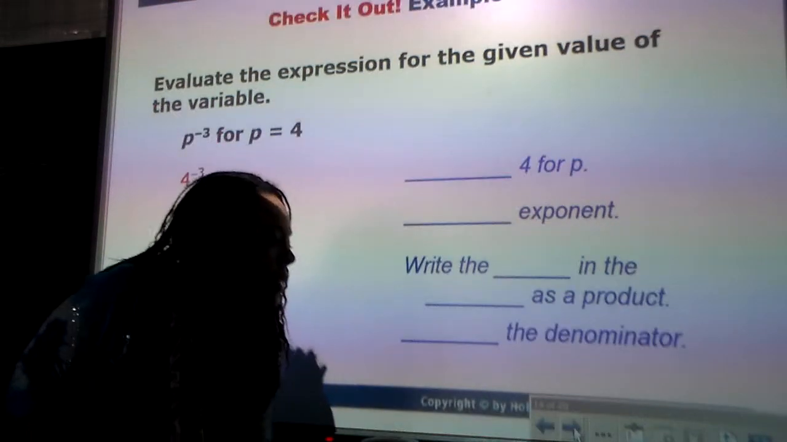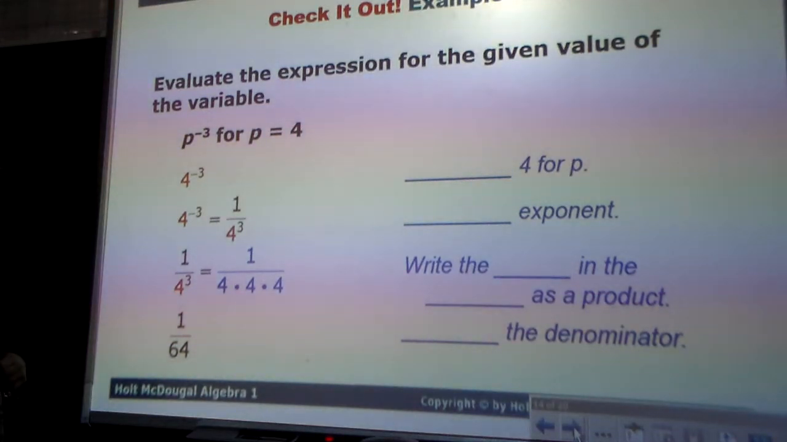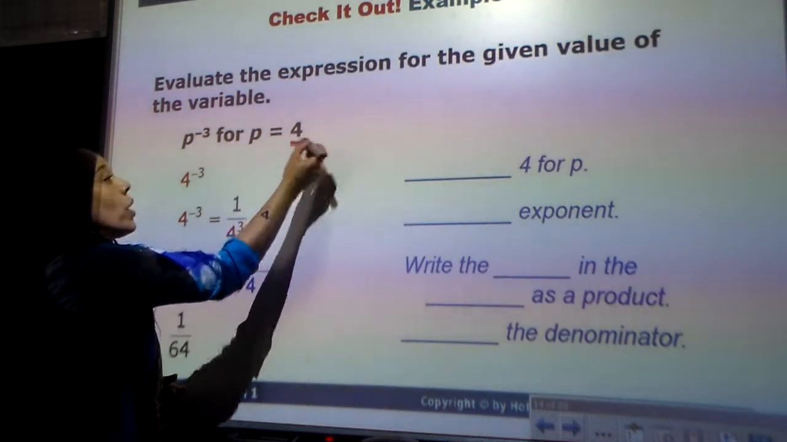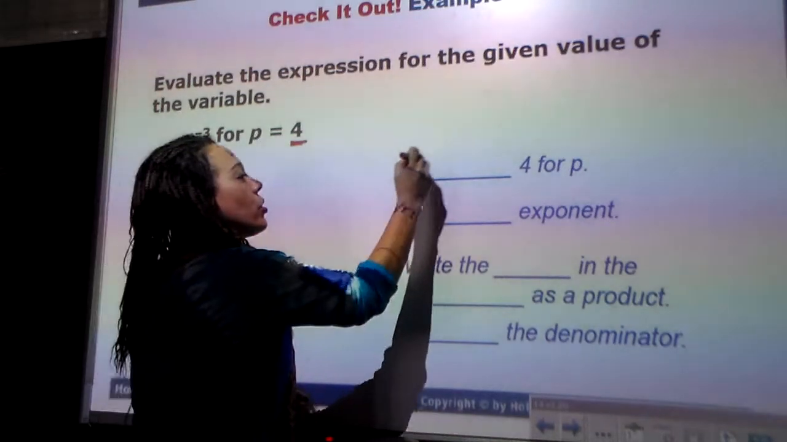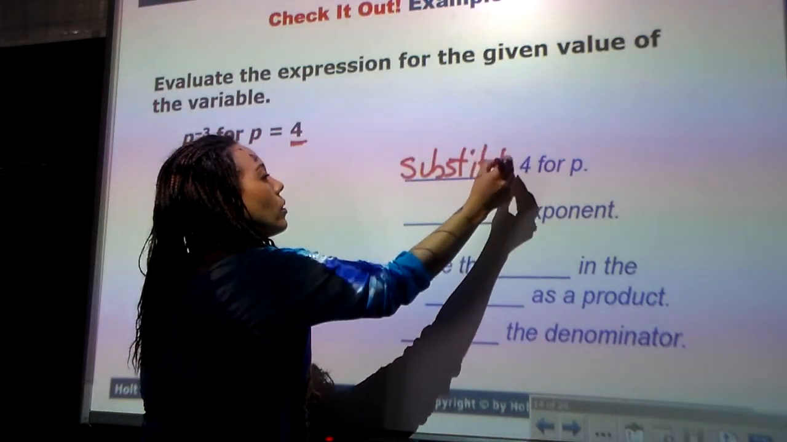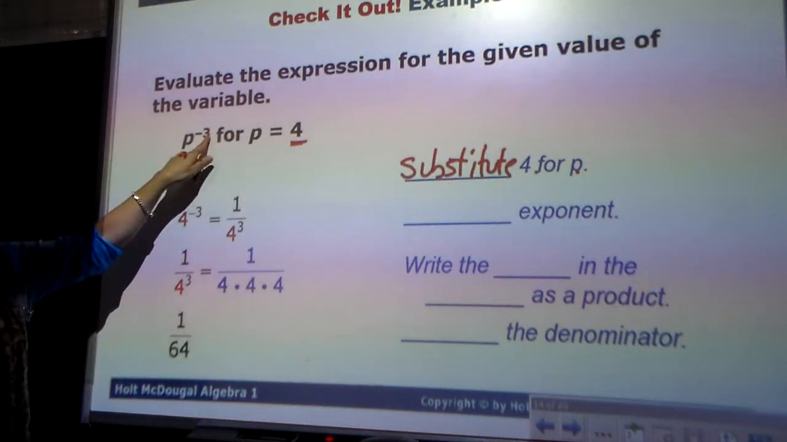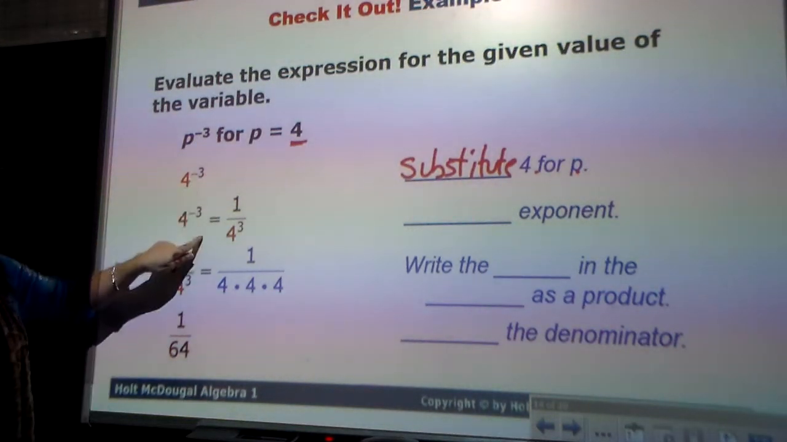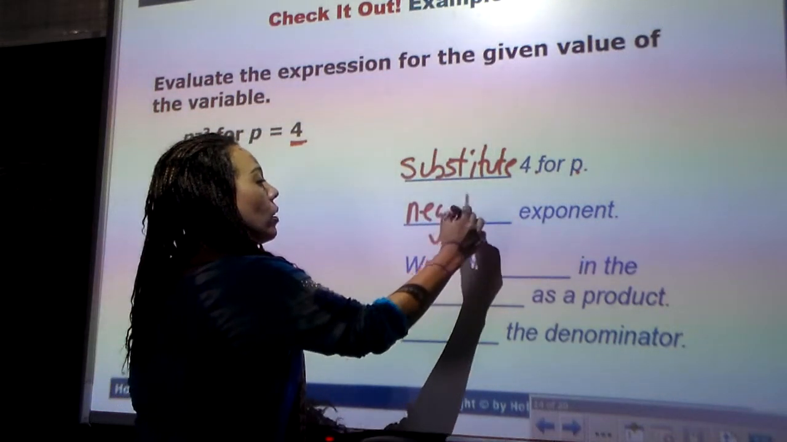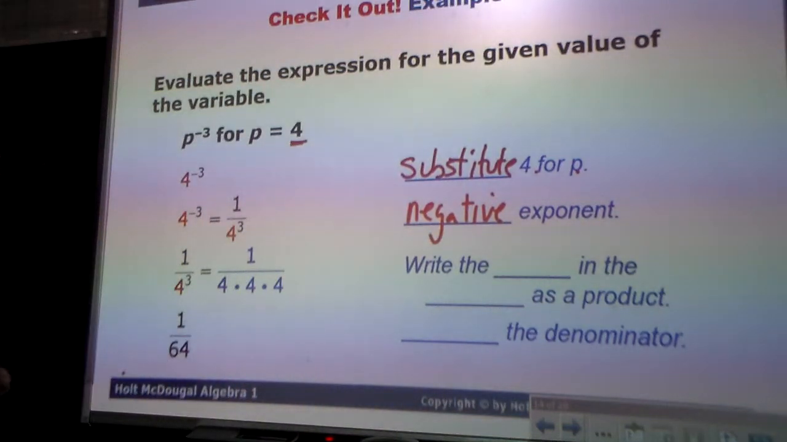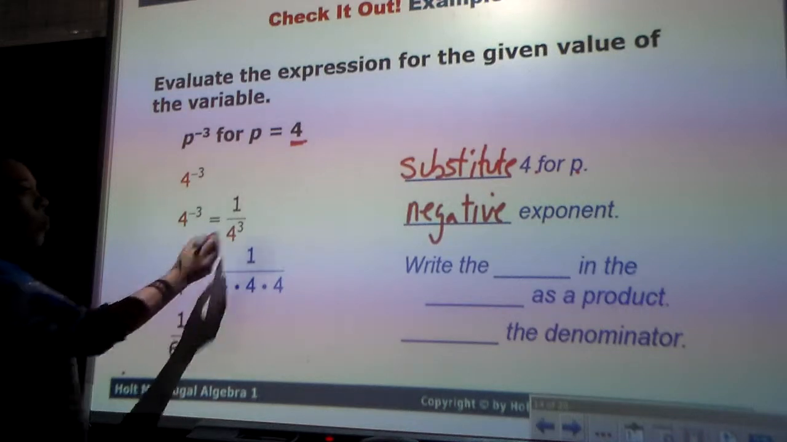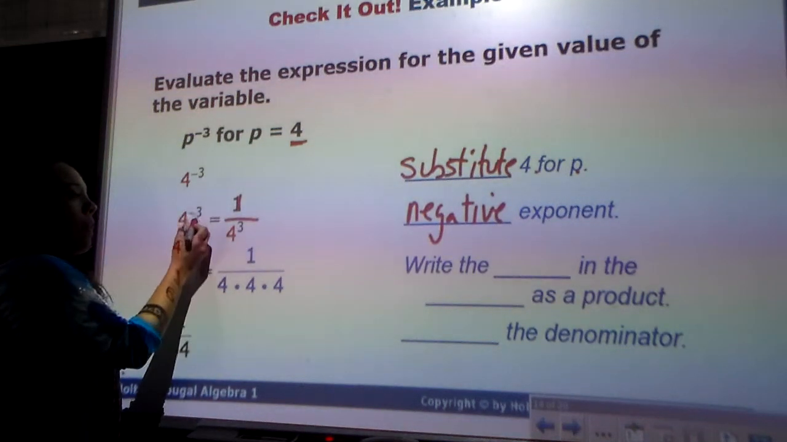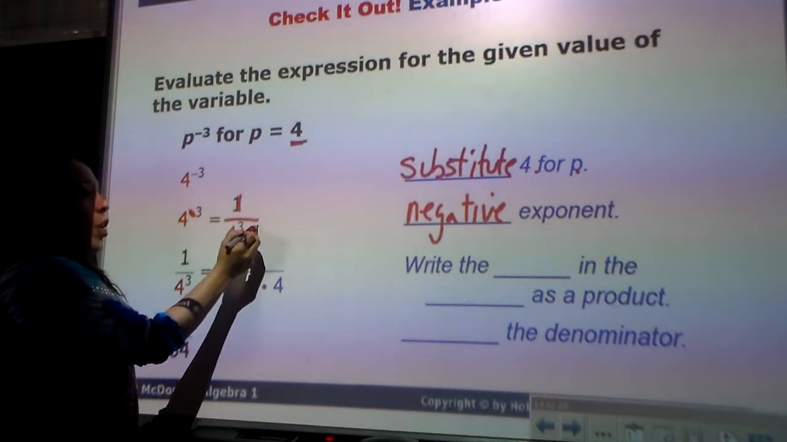All right, let's move on and see a few more where we have to fill in more information for ourselves. So here's one, and I'll call out, and if you want to help along, that'd be great. P to the negative 3rd power, and it tells us to solve for p if p is 4. So we know that we can substitute 4 for p. So instead of having p to the negative 3rd, I have 4 to the negative 3rd power. As soon as I see a negative exponent, I know I have to put 1 over this whole thing minus the negative part. So 4 to the third.